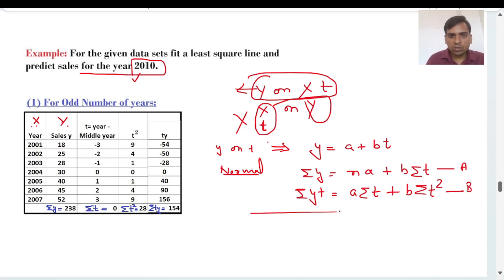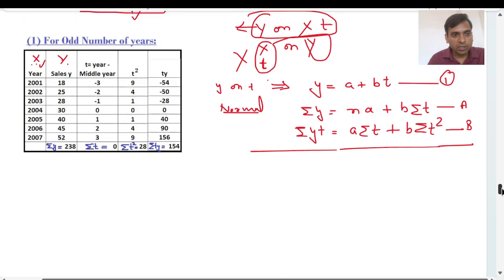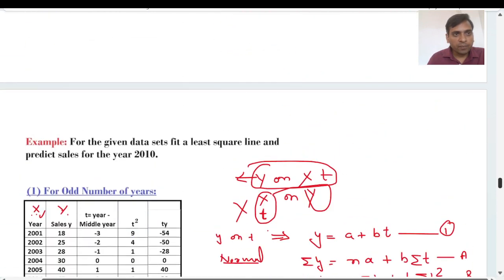Now to solve these two equations, we need all these values, but the original data values of x are very large, and if you find x square, this quantity is so large, so we will convert this x quantity into t. When we convert this x quantity to t, we will follow a particular methodology. So what is the particular methodology?